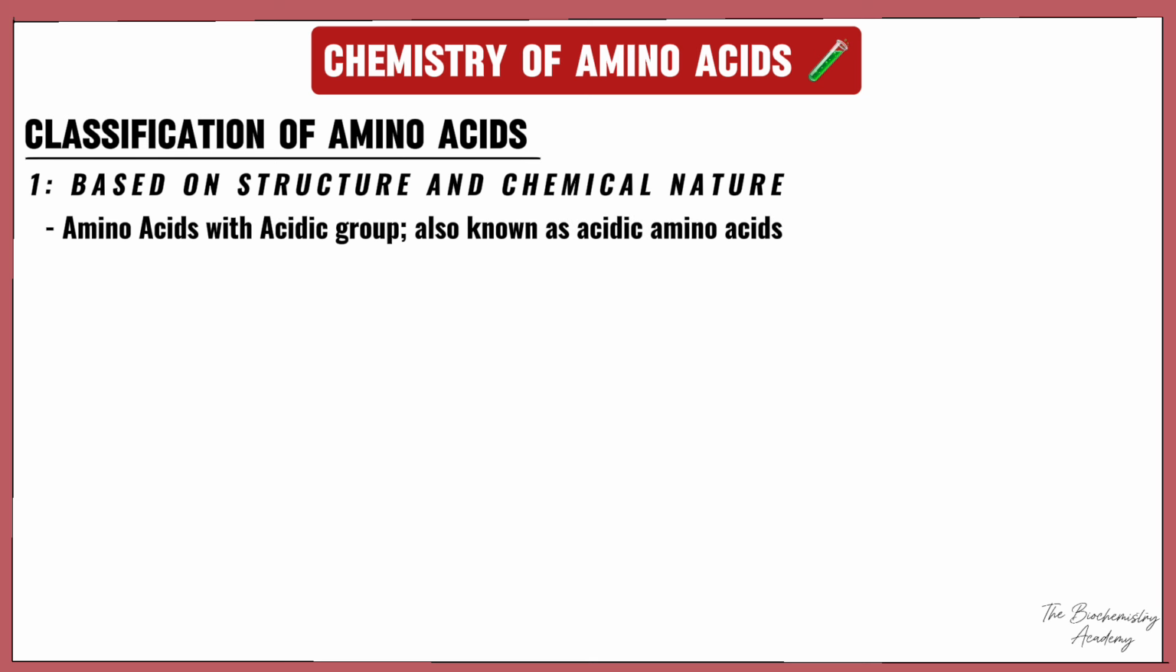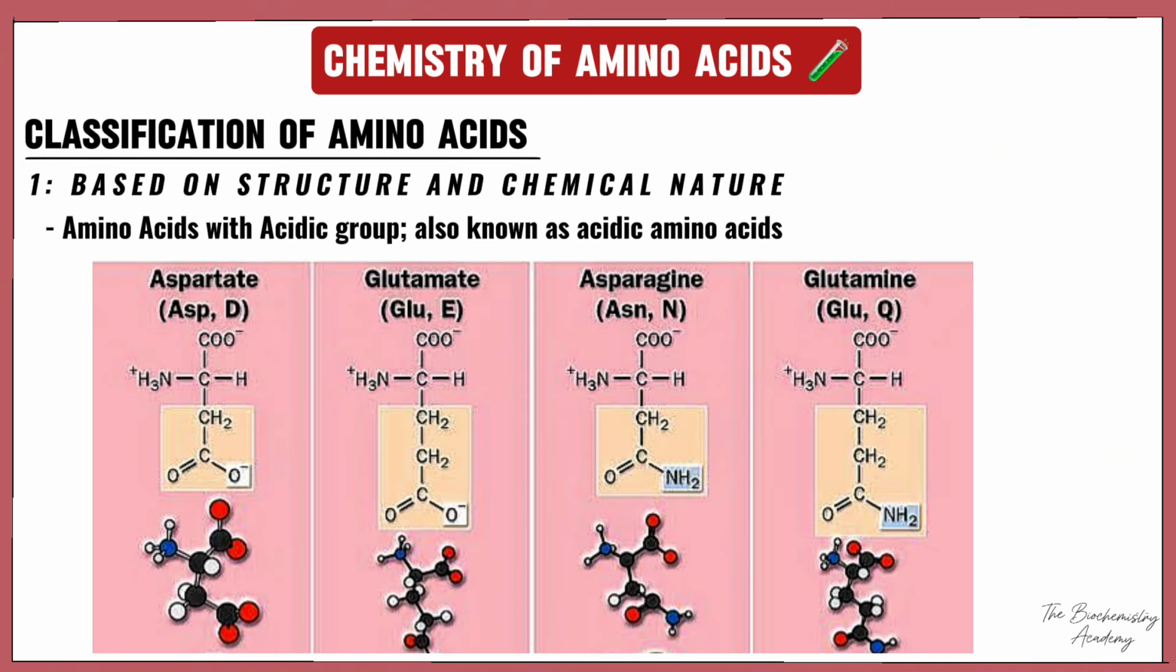The fourth classification of amino acids are amino acids having an acidic group, or they are amides, and they are commonly known as acidic amino acids. Examples include aspartic acid, asparagine, glutamic acid, and glutamine. The structure of such amino acids looks like this.